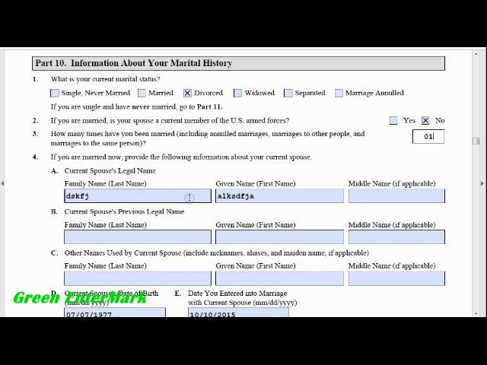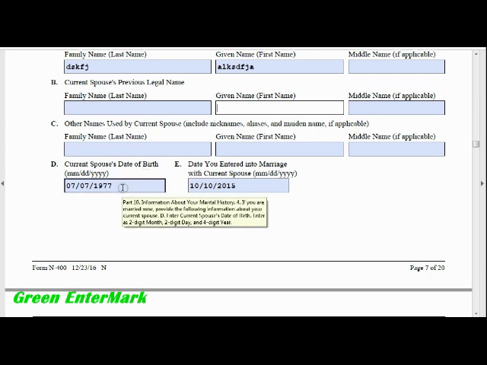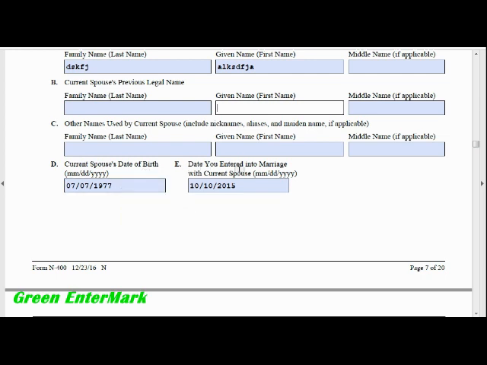Your current spouse's legal name, and the previous legal name, if your spouse has changed the name, then other names used by the current spouse, nickname, aliases, etc. So, current spouse date of birth, and date you entered into marriage with current spouse, or date of marriage.